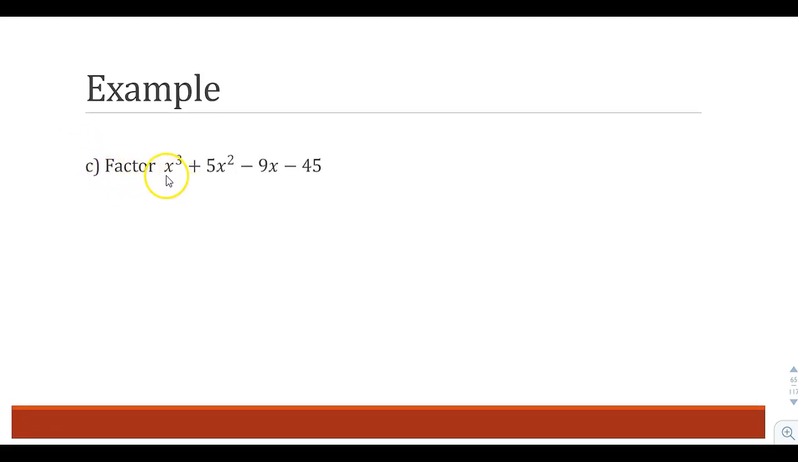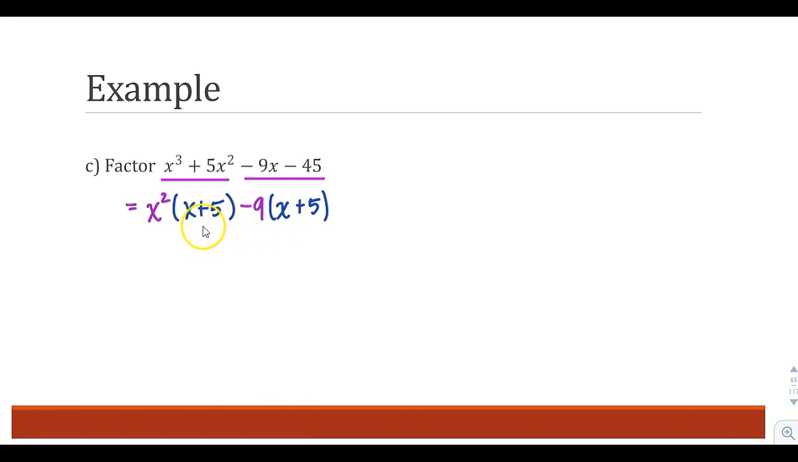And in this example, we're going to factor x cubed plus 5x squared minus 9x minus 45. So we have 4 terms here, so we should think factor by grouping. So we're going to go ahead and create our 2 groups. And we're going to factor out the GCF from the first group, which would be an x squared, and I'd have left over an x plus 5. From the second group, I can factor out a negative 9, and I'll be left with the factor of x plus 5 when I divide the negative 9 into negative 45.